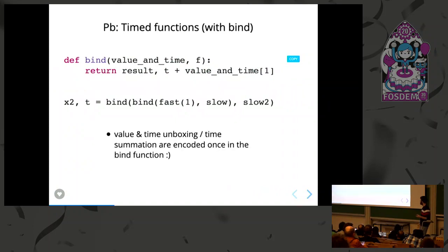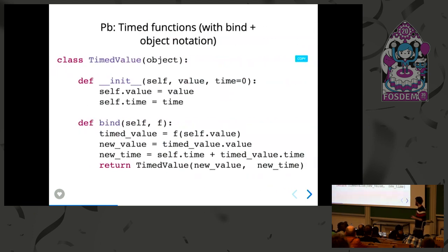One thing which is less nice here is that we are nesting binds, and it can be a bit harder to read. So we can keep this same approach and use a more object-oriented approach instead. Instead of using plain tuples, let's define a class TimeValue which just wraps a value and the time of execution. And let's define a bind method which does the same thing as before, but just returns a new TimeValue object this way.